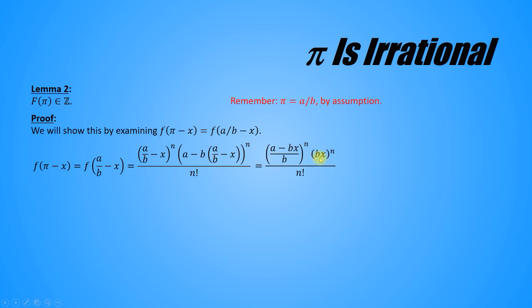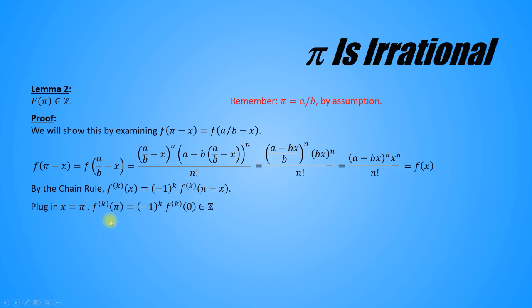Now, here I have b to the n, and here I have b to the n in the denominator. Those two are going to cancel, and I get this, but that's just little f of x. So the transformation property is that f of pi minus x equals f of x. Now by the chain rule, if I calculate the kth derivative, I find that f^(k) of x equals negative 1 to the k times the kth derivative of f at pi minus x.